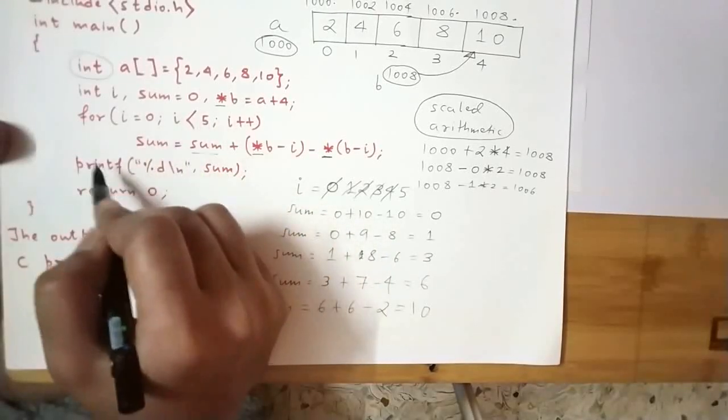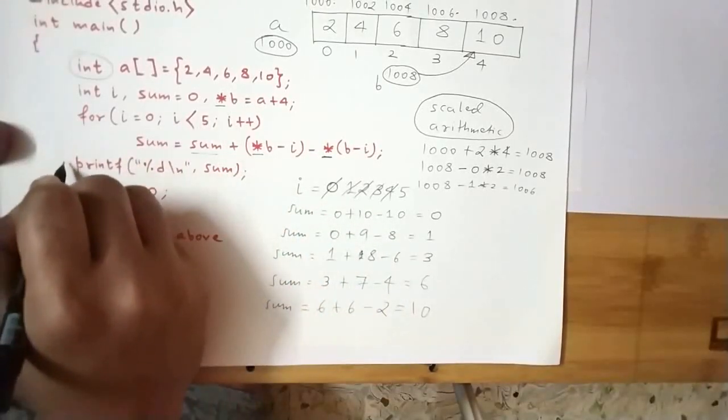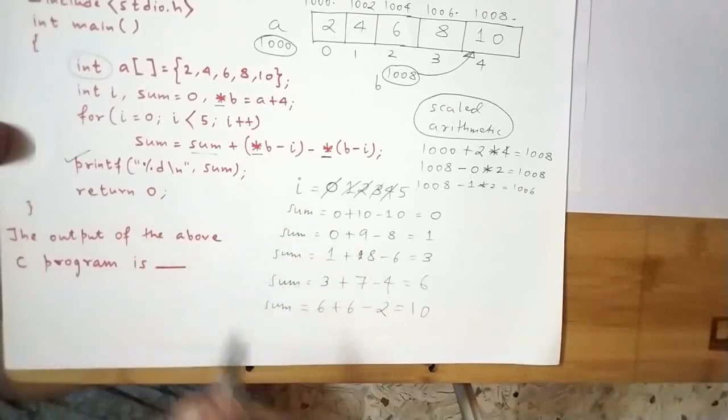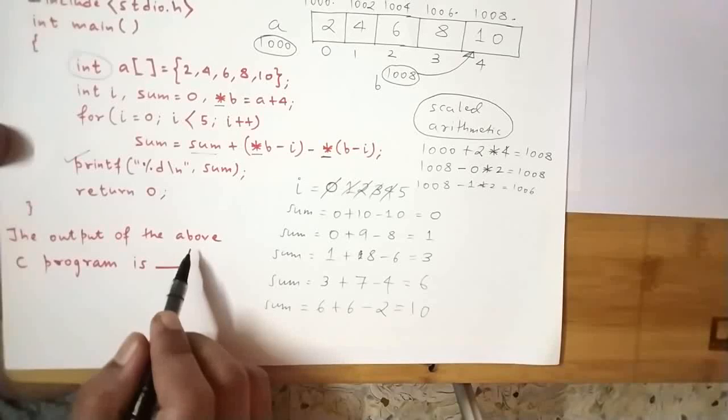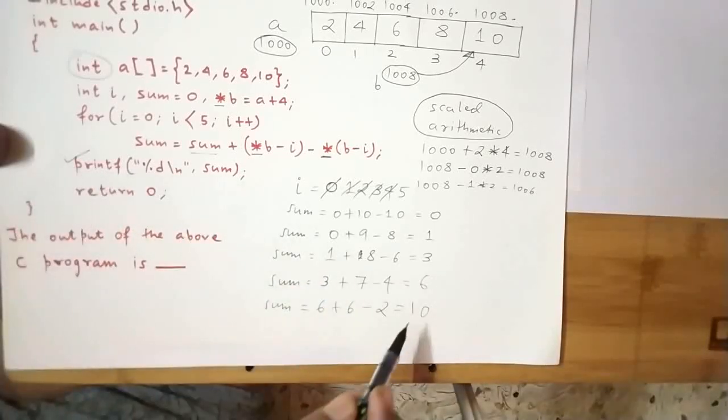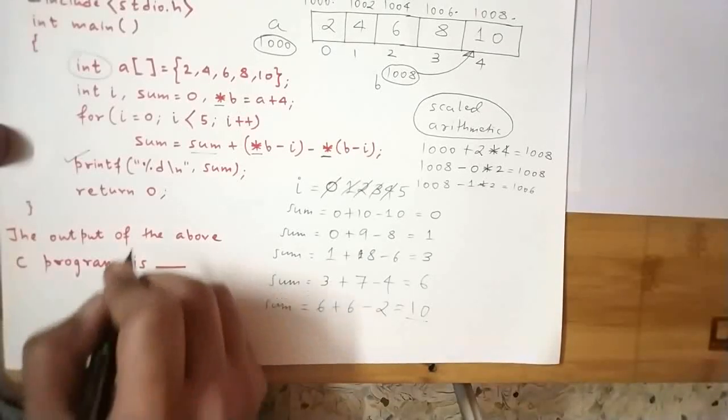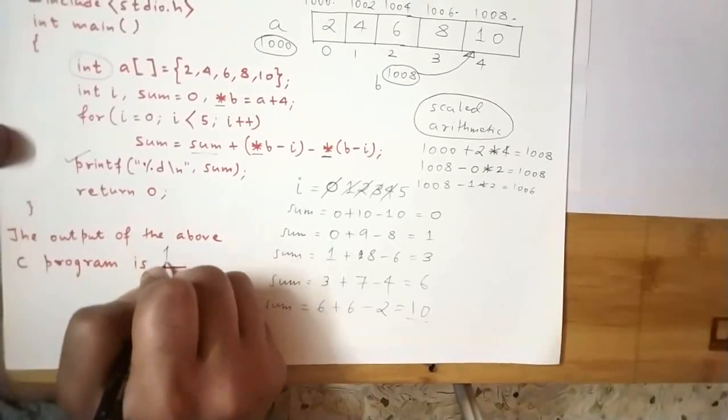That means I'll come out of the loop, and in the first statement outside the loop, I find a printf statement where I'm printing the value of sum. And what is the value of sum? The value of sum has come out to be 10. And what were we asked? We were asked to find the output of the above program. We got only one value for the output, which is the value of sum, which has come to be 10. That means the output of the above C program is 10.